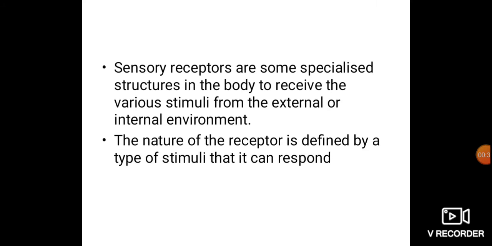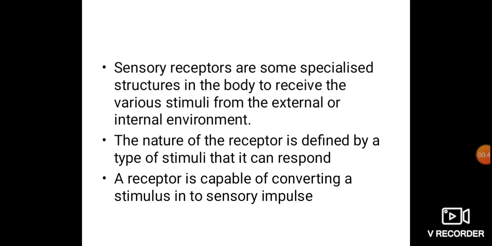The nature of a receptor is defined by the type of stimuli it can respond to. For example, photoreceptors respond to light stimuli. Phonoreceptors respond to sound stimuli. A receptor is capable of converting a stimulus into a sensory impulse. That is the actual function of a sense organ: receive a stimulus and turn the stimulus into a sensory impulse.